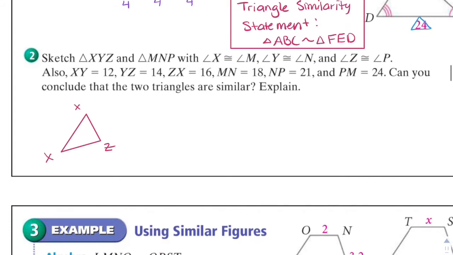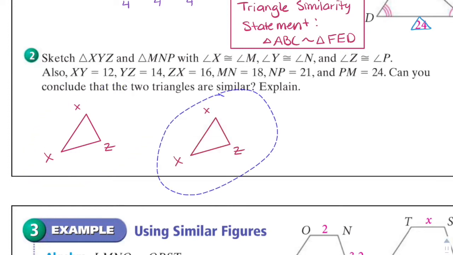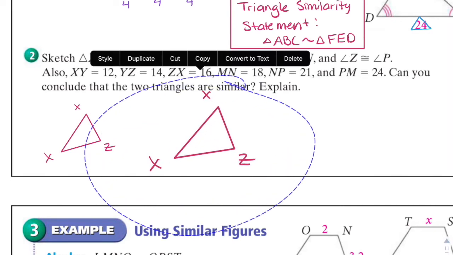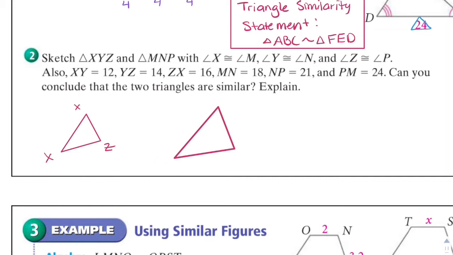And looks like MNP is larger. So here's XYZ. Oh, XYZ, my apologies. I'm going to do MNP. XY is 12, YZ is 14, ZX is 16. Okay, not drawn to scale. Let's move it around a little bit.